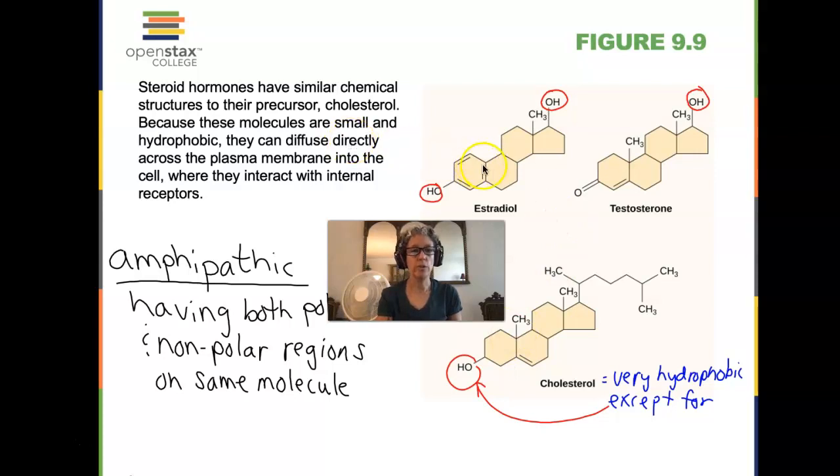Steroid hormones are going to be endocrine signals created in some cell and having their effect at cells that are quite distant from that. They are hydrophobic, so they could diffuse across that plasma membrane to interact with internal receptors. They don't require a cell surface receptor. They can diffuse across cell membranes.